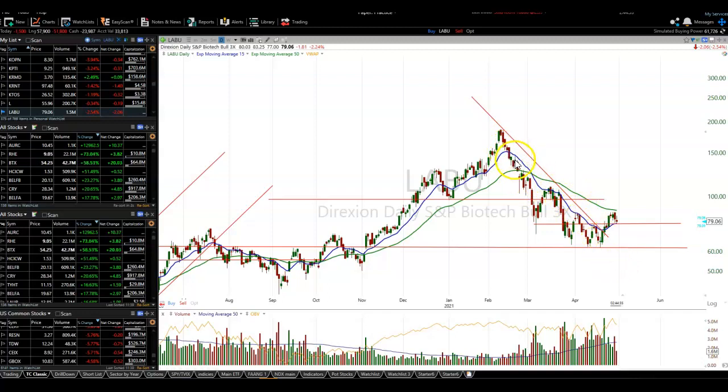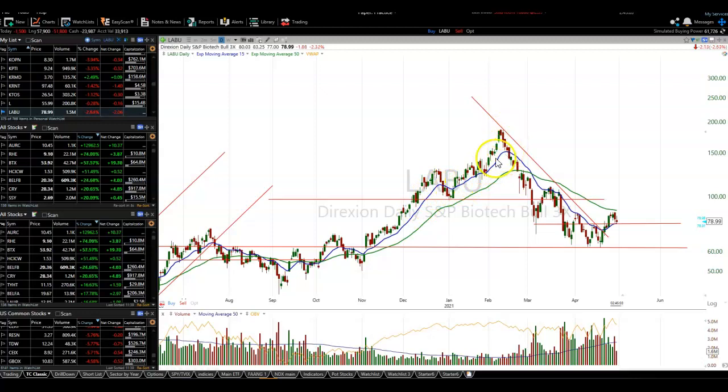You can see here every time it got to the 20, it failed. The 20, it failed. The 20, it failed. This time it broke through the 20 though, came back and tested it. So that's a bullish sign. Prior to that, same here, it tested all the way up. Here it failed it, but broke back up through it, and then tested. So this is a good indicator. It's a good support line for it.